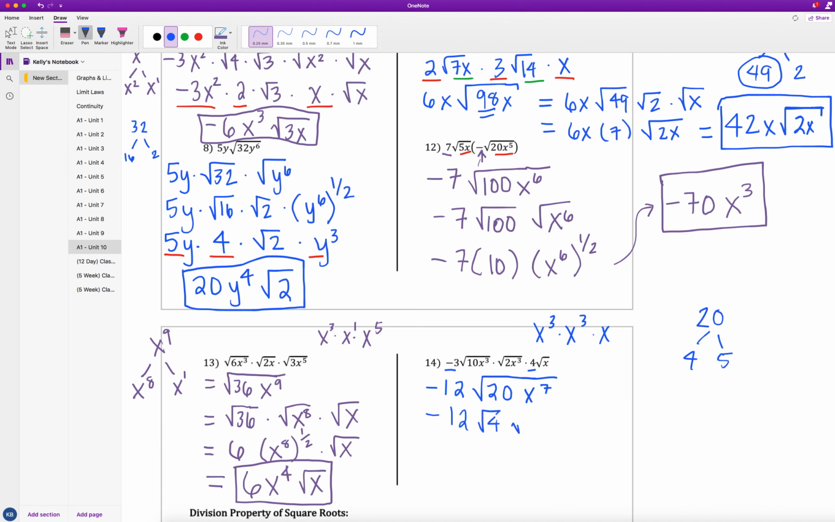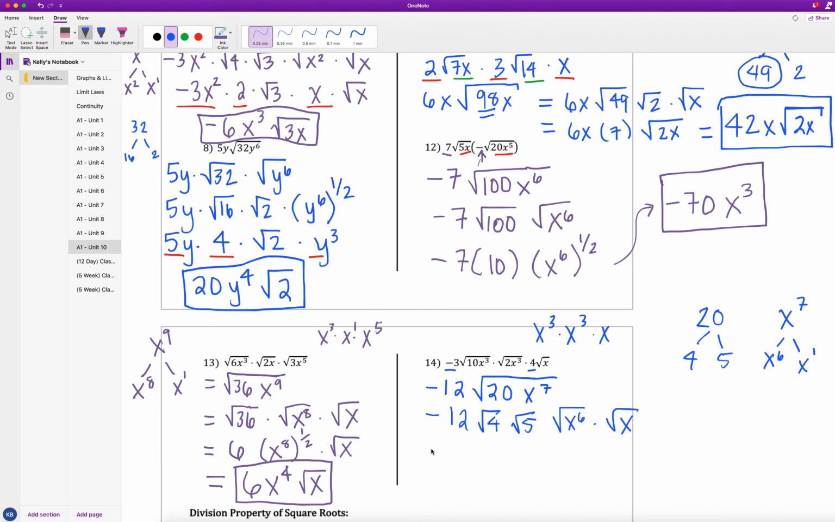So I'll have the square root of 4, square root of 5, and then the x to the 7th we can break apart as x to the 6th times an x to the 1st. So I'll have the square root of x to the 6th times the square root of x. Let's clean that up.